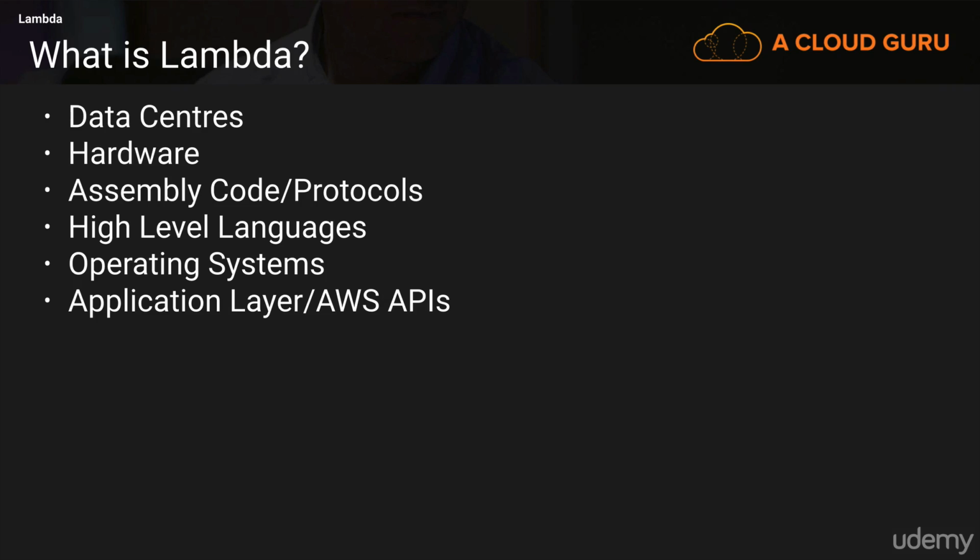You then have the actual application layer, and the application layer can consist of your applications themselves, or it could be the command line tools that you use to call AWS APIs. And then on top of all this, you've got Lambda, and basically Lambda encapsulates all of this, except you no longer have to worry about anything above the Lambda stack. So all you have to worry about is your code. AWS take care of everything else.